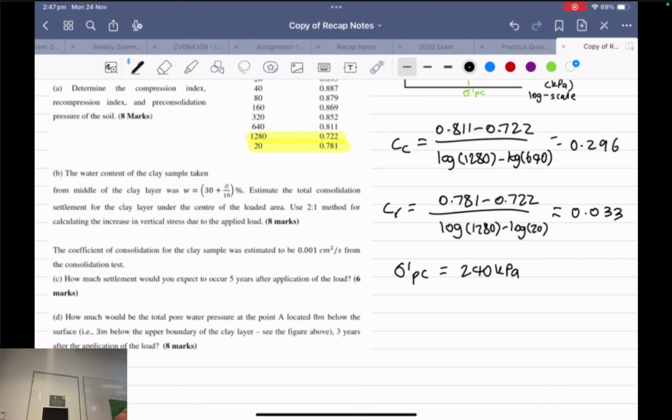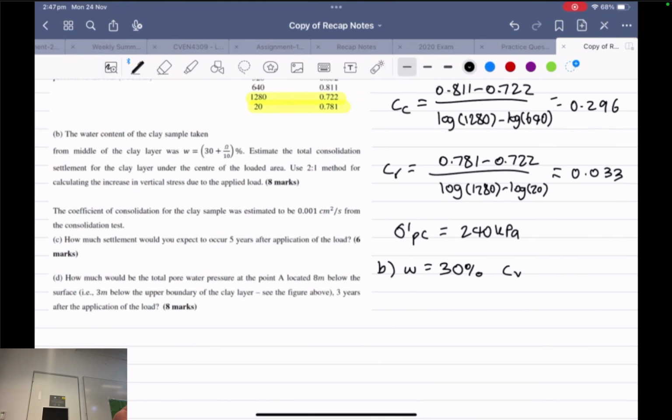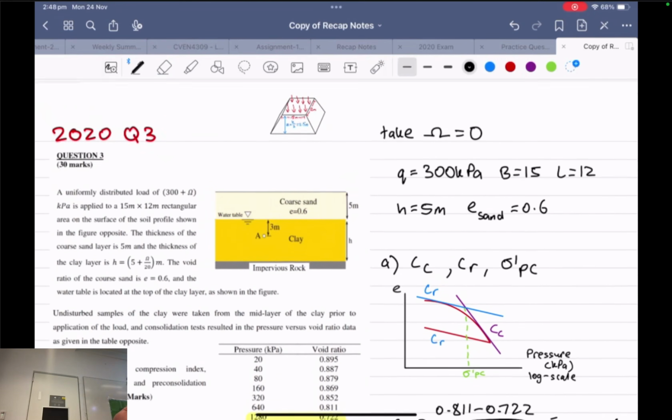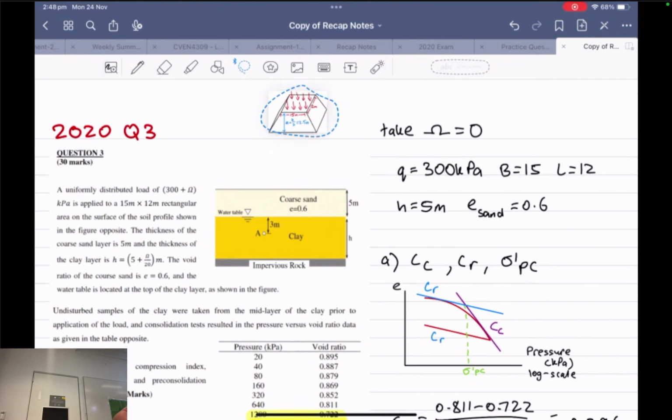So that's part A. Part B is saying the water content of the clay sample from the middle of the layer was 30%, so water content is 30%. We're told CV. No, that's later. So 30%, and it's saying estimate the total consolidation settlement under the center of the loaded area using the 2-to-1 method. So we covered this earlier. 2-to-1 method, we said we pretty much use this analogy.